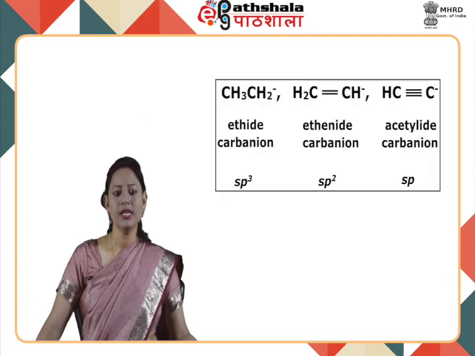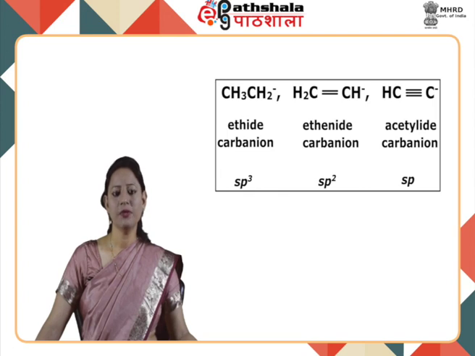Here you can see the ethyl carbanion, ethenyl carbanion and acetylide carbanion. They differ in the hybridization of the carbon bearing the negative charge. In case of the ethyl carbanion, this carbon is sp3 hybridized. In the ethenyl carbanion, the negatively charged carbon is sp2 hybridized. The acetylide carbanion has an sp hybrid carbon which is negatively charged. Therefore, in the stability order, acetylide will be the most stable, having the maximum s character.